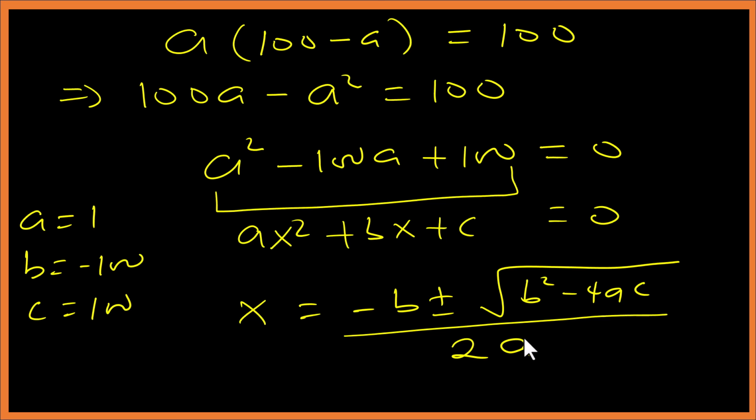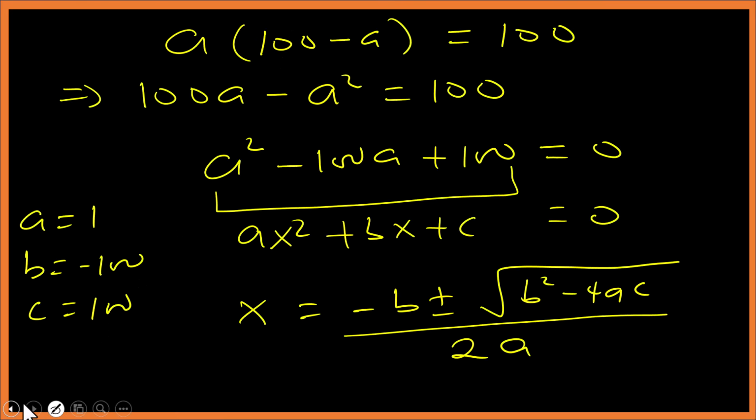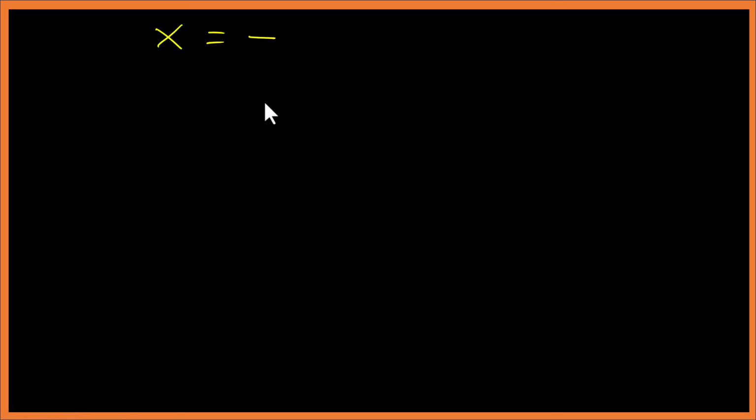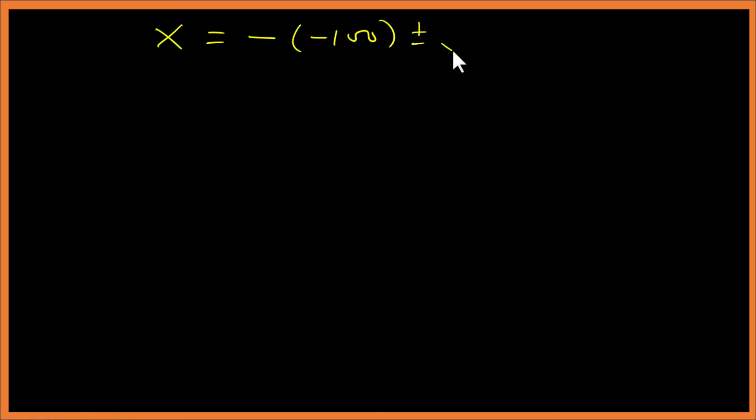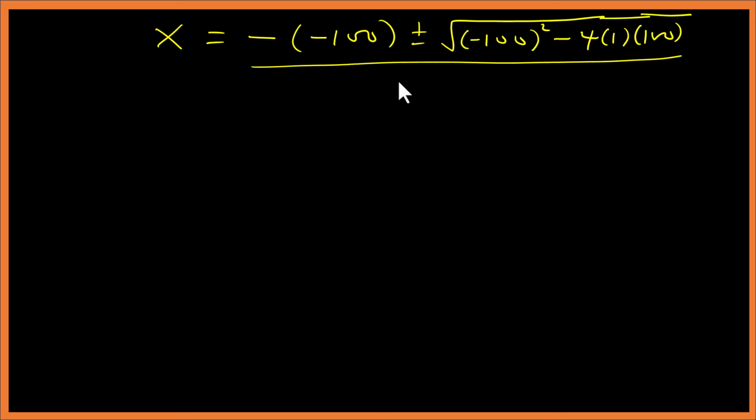Okay, so let's do the substitution. We have x equals minus b, b is minus 100, so it will be minus minus 100, plus or minus the square root of 100 squared minus 4 times a, which is 1, times c, which is 100, on 2 times a, which is 1. Let's confirm.